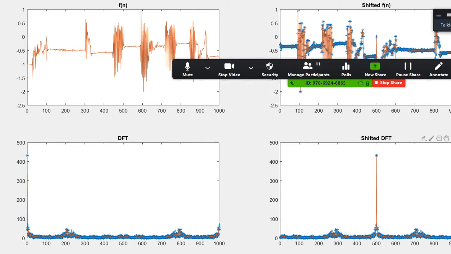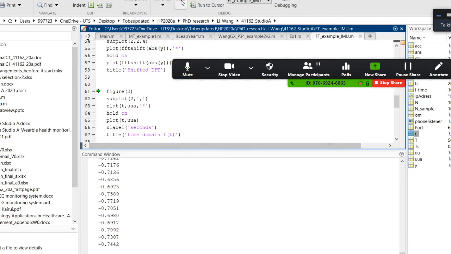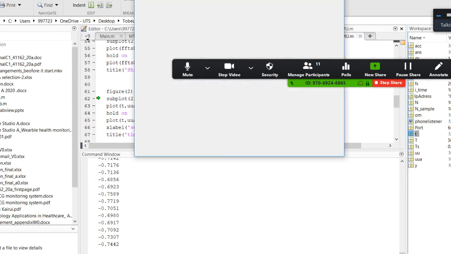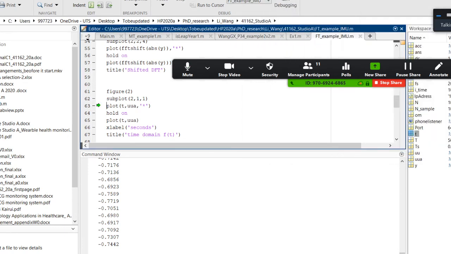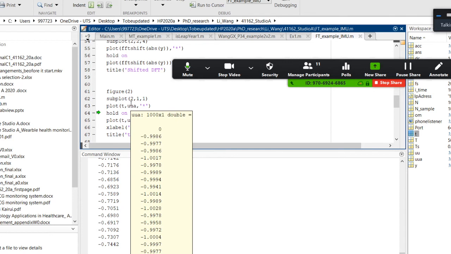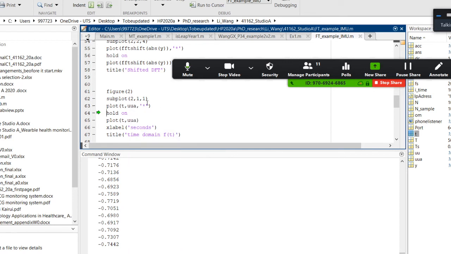So that's a good thing. But I will go ahead and continue, because we also want to get the second figure. If you want a second figure, you put figure bracket 2, and then you continue to draw the subplot. So this is 2 1 2. That means 2 rows, 1 column. So in total there are only 2 figures.